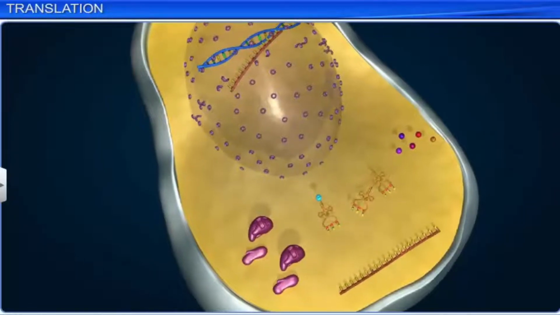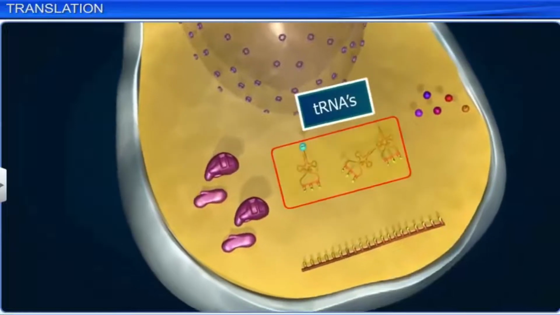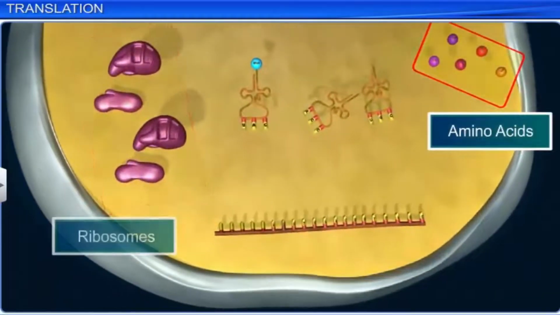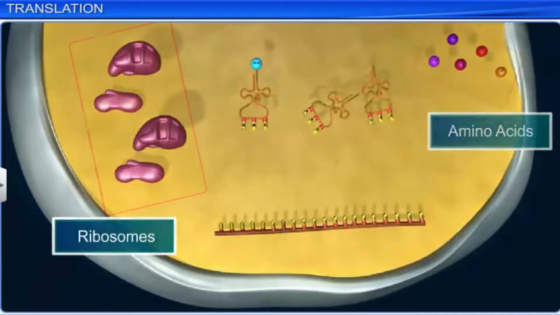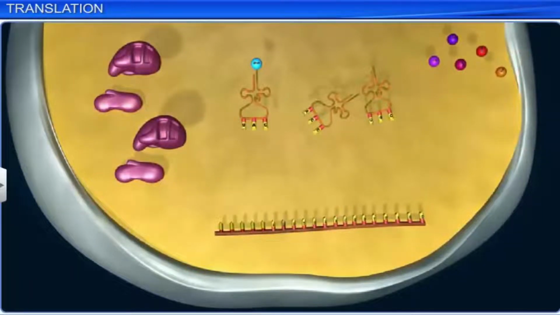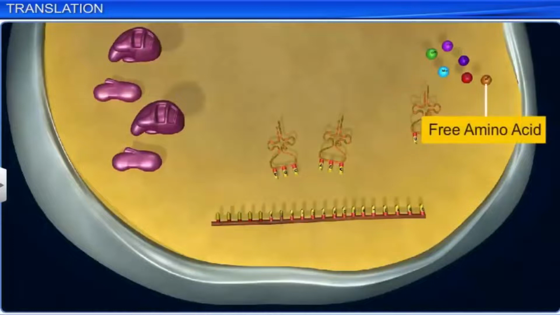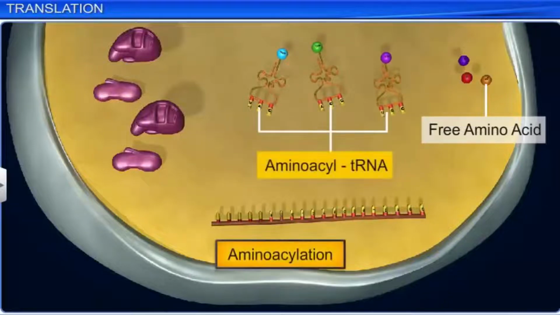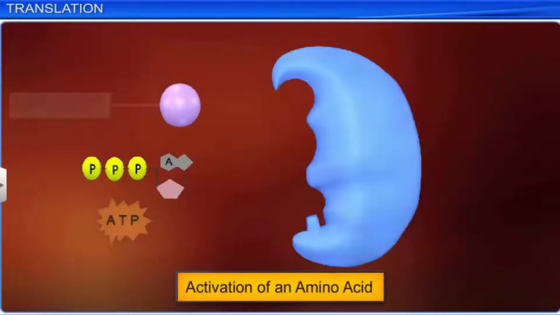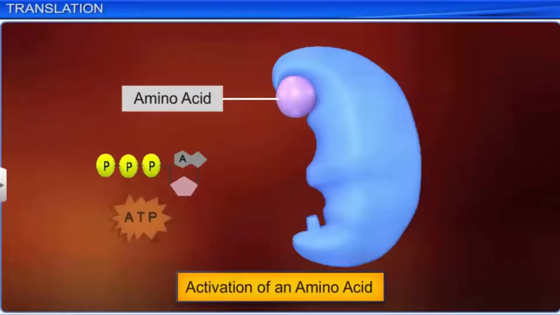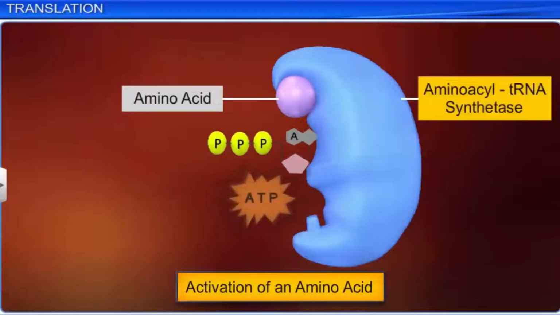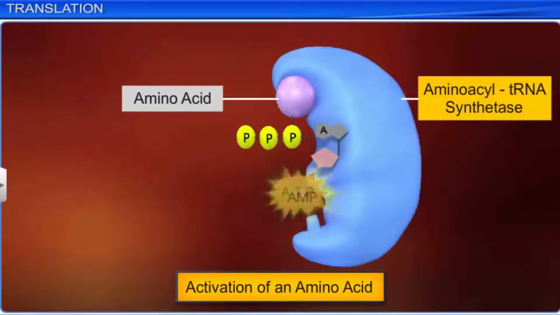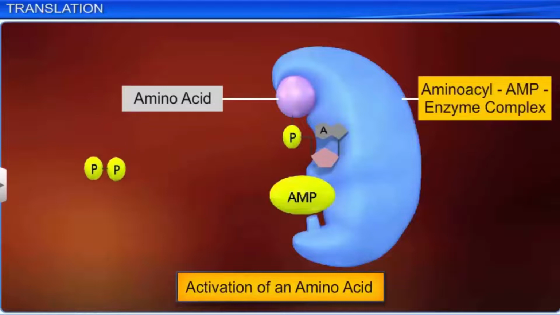The cytoplasm also contains tRNA, amino acids, and ribosomes, all of which are involved in the process of translation. The amino acids and tRNAs in cytoplasm become activated by a process called charging or aminoacylation. During this process, amino acid binds with ATP in the presence of aminoacyl tRNA synthetase and is activated into aminoacyl AMP enzyme complex.